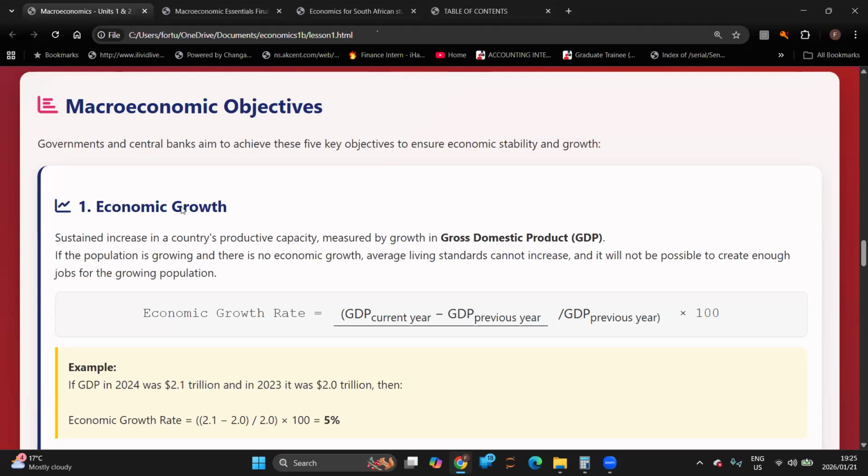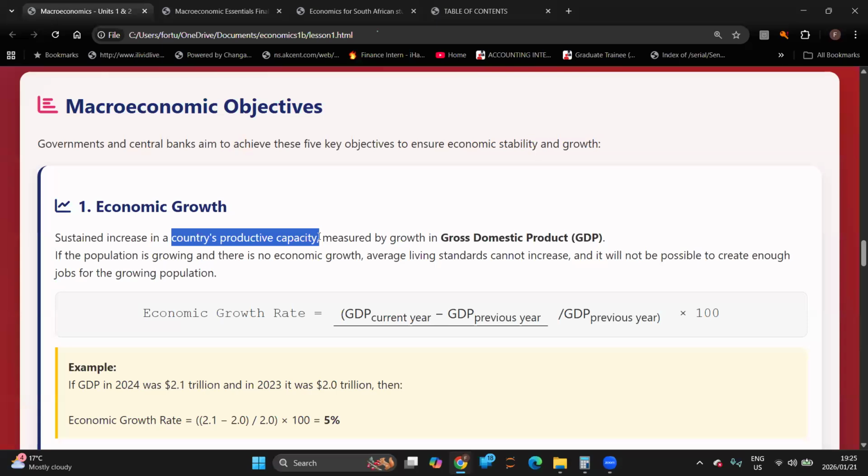If you look at economic growth, you're looking at how much production is taking place within an economy. As a result, you would need a proxy that you then use to follow whether the economy is growing or not growing. By definition, economic growth is defined as the sustained increase in the economy's productive capacity.